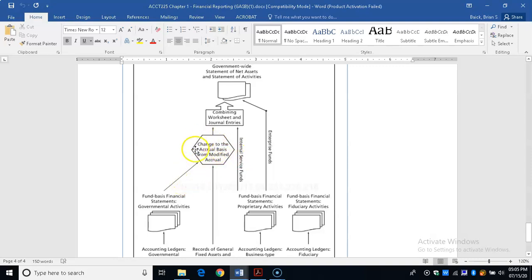accrual. So here we see it looks like a stop sign. It says change to the accrual basis of accounting from modified accrual. That's going to be the purpose of Chapter 8, talking about how you take information from here, which is modified accrual, doing a couple of steps to convert it to full accrual, and then combining it in the government-wide.